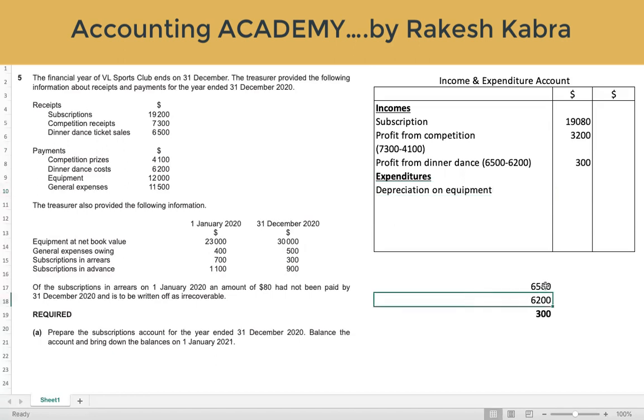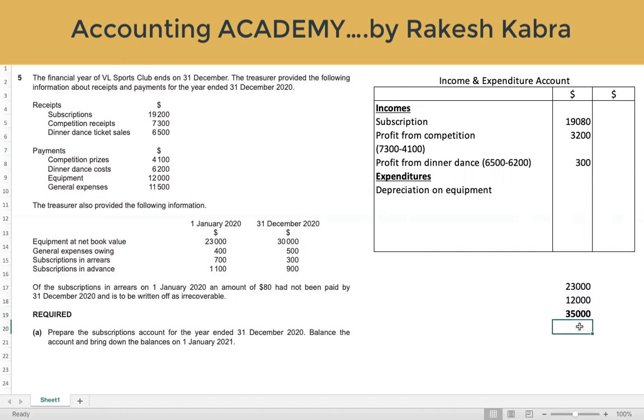How to find that depreciation? What is the opening value of equipment on 1st January? 23,000. Now during the year I purchased equipment worth 12,000, and paid 12,000. So I already had 23,000 worth of equipment and purchased 12,000 worth. So I should have equipment of 35,000 on the last date.